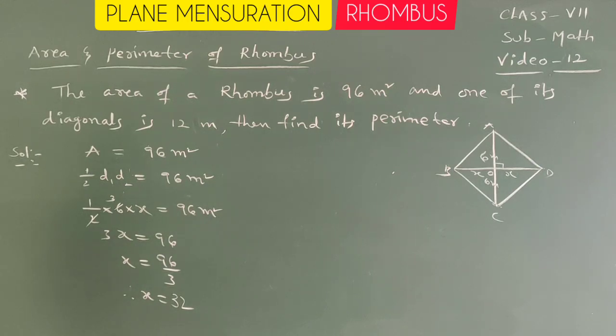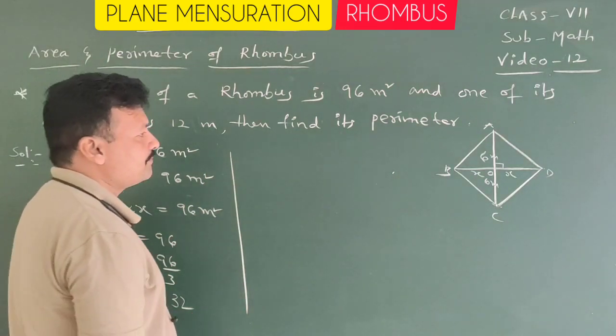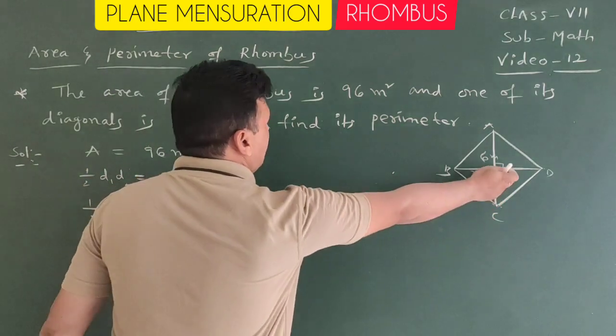One of the diagonals 12 they give. Area is 96. Half d1 d2 equals 96. Half into 6 into x equals 96. So 3x equals 96. x equals 32. So the other diagonal is 32 meters. So half only we require.